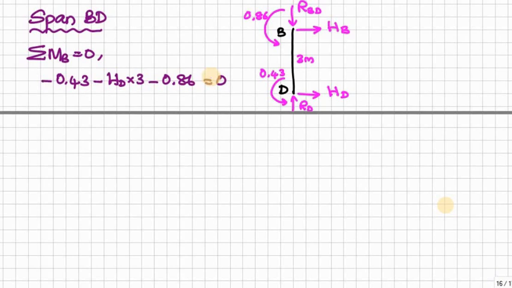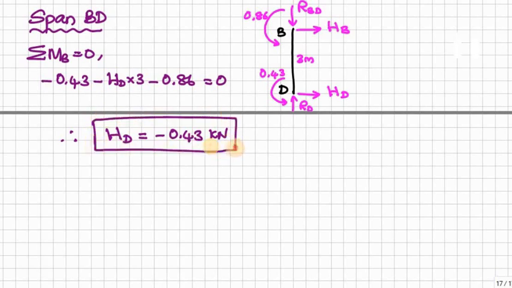So sigma M at P is equal to 0 gives the horizontal reaction at D is equal to minus 0.43 kilonewton. That means the minus indicates that our assumed direction is not correct. That means HD is acting towards left in this direction.